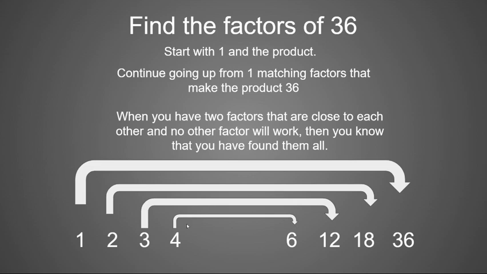My arrows help me in putting them in number order. Also helps me keep that all organized so I know that I'm done. So now I have all of my factors of 36. 1, 2, 3, 4, 6, 12, 18, and 36 are all factors of 36.